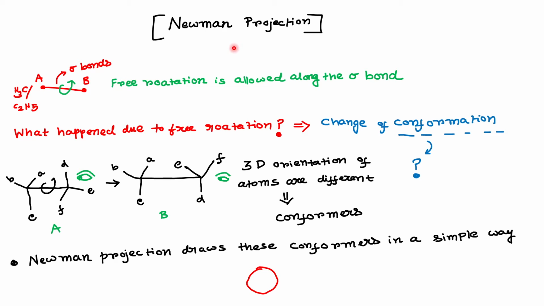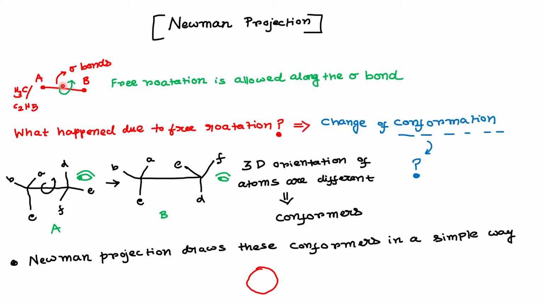So the first thing is Newman projection. Let's see this type of bond. Suppose A and B are two different groups. They are basically carbon centers, and the A group can be any group like a methyl group or ethyl group. Similarly, B is another group, and they are bonded to each other by a sigma bond.